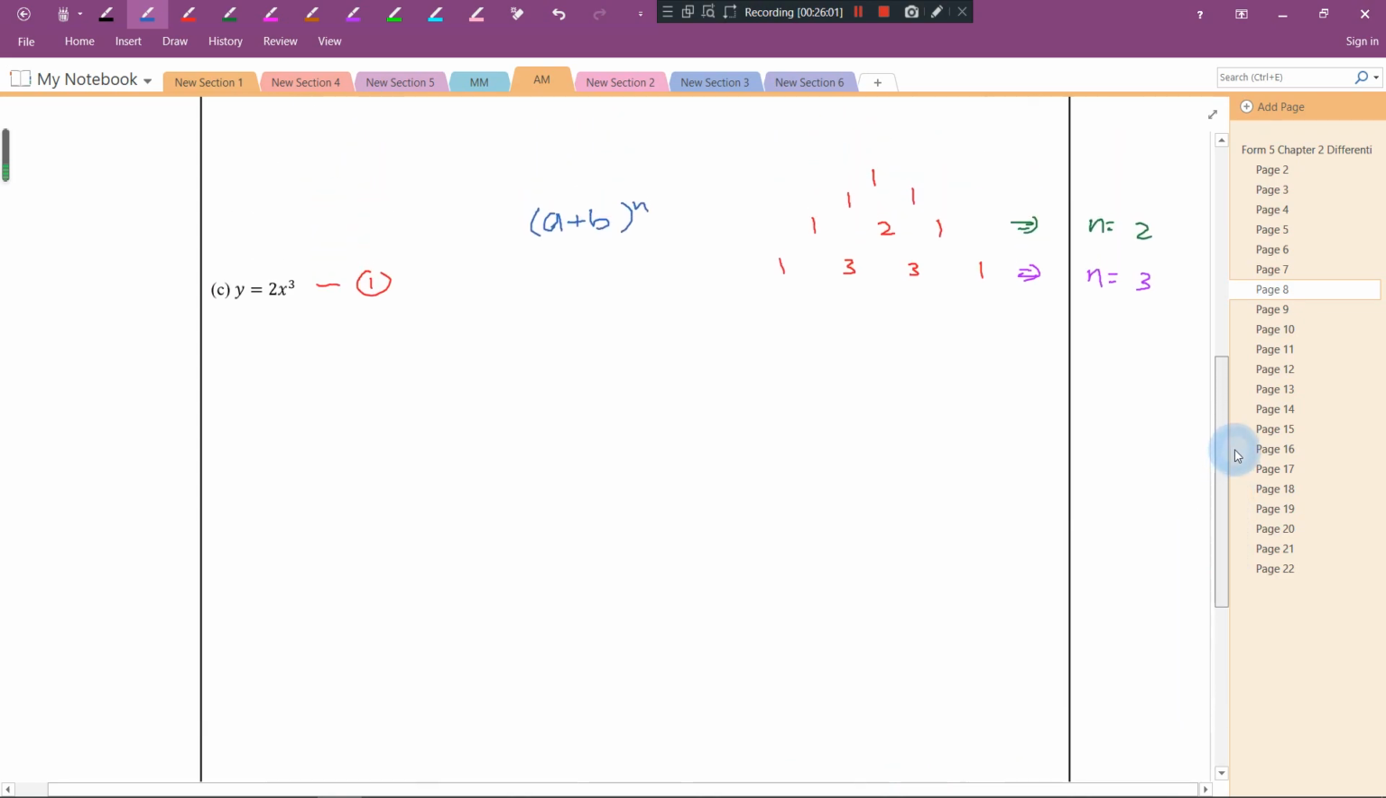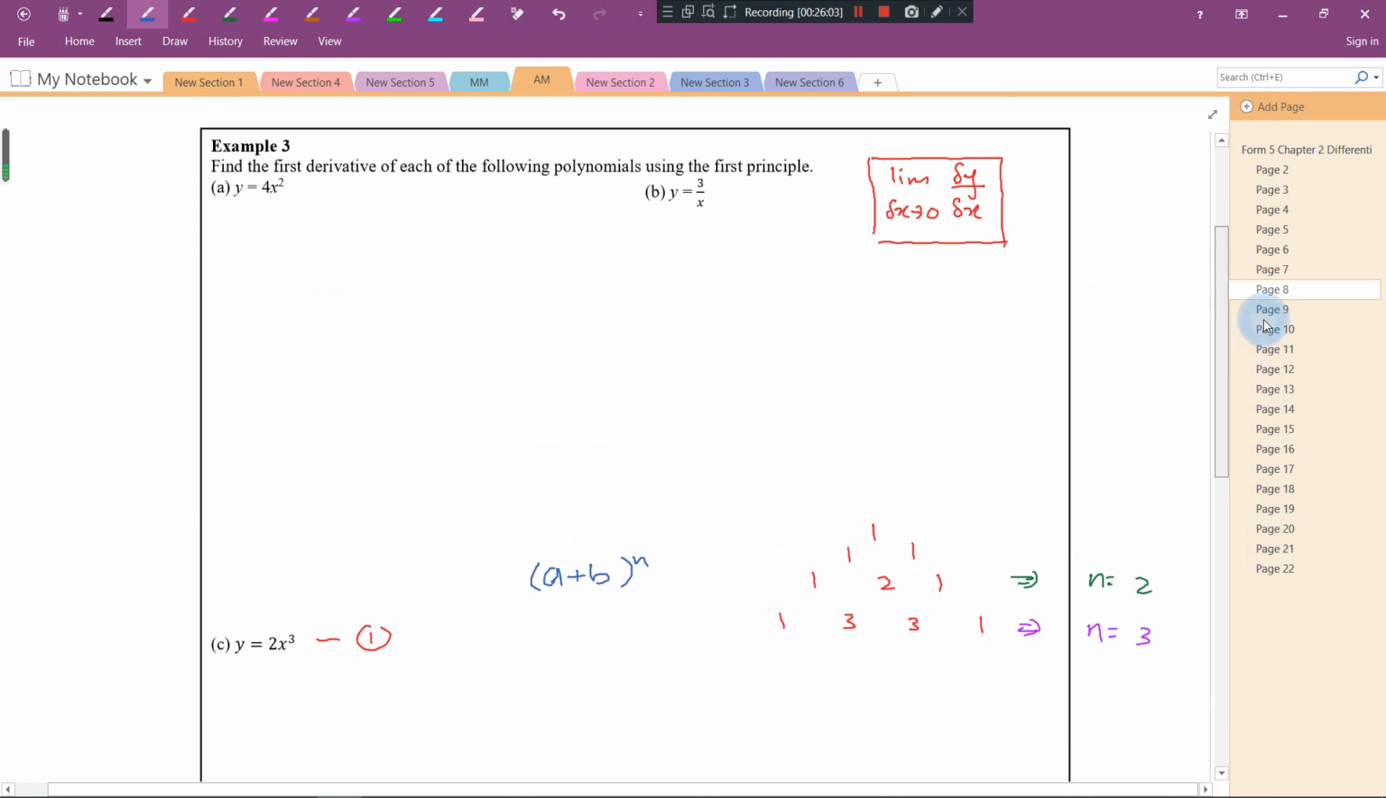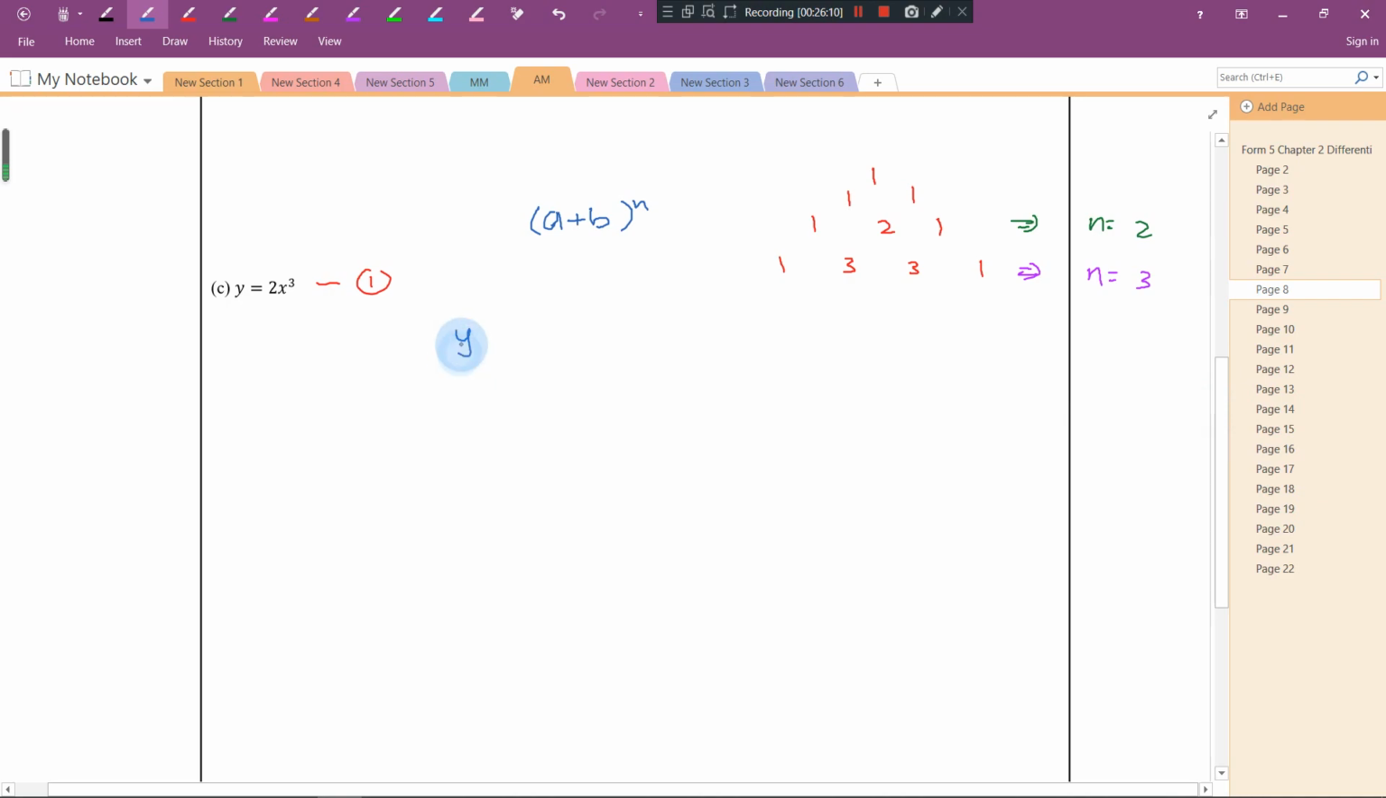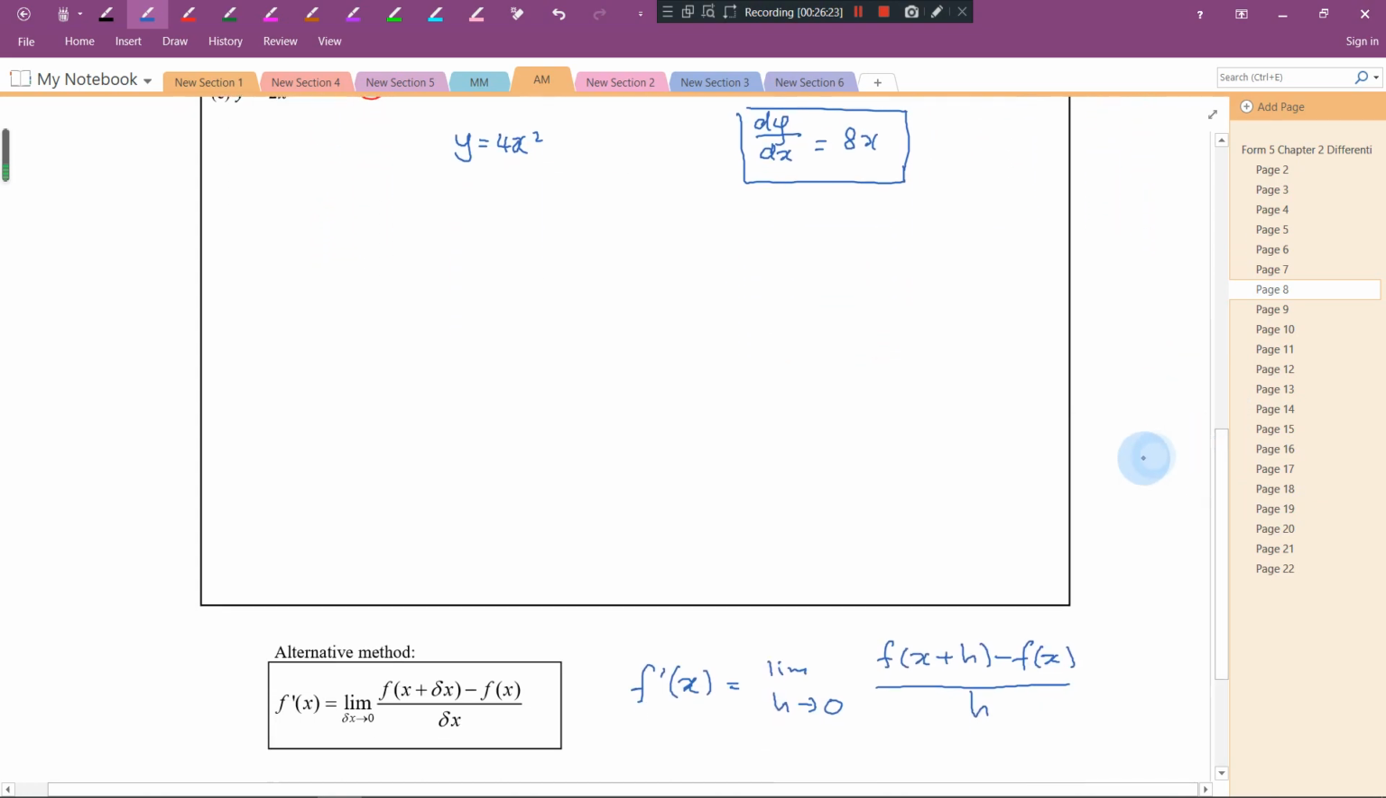Okay, let me show you how to use this formula to help us get the first derivative for the first one, y equal to 4x squared. The answer that we got just now is 8x, right? Okay, let's try this formula. We should be able to get exactly the same answer.